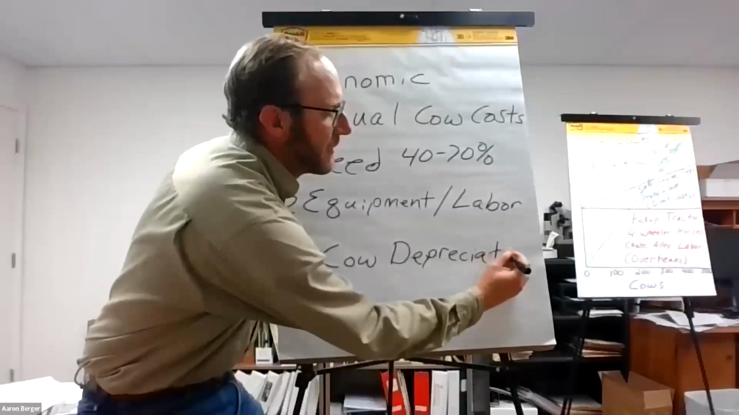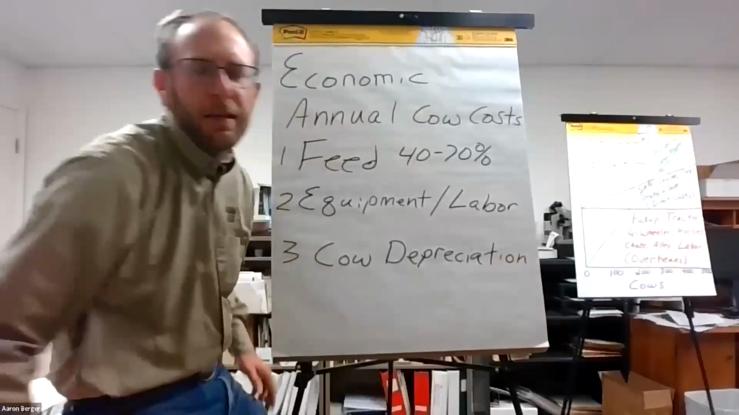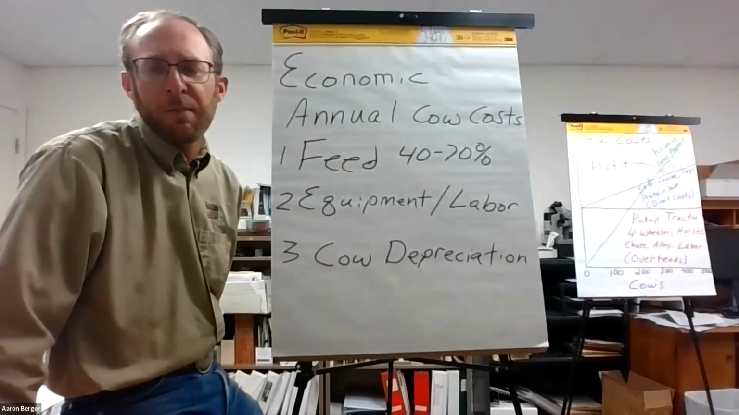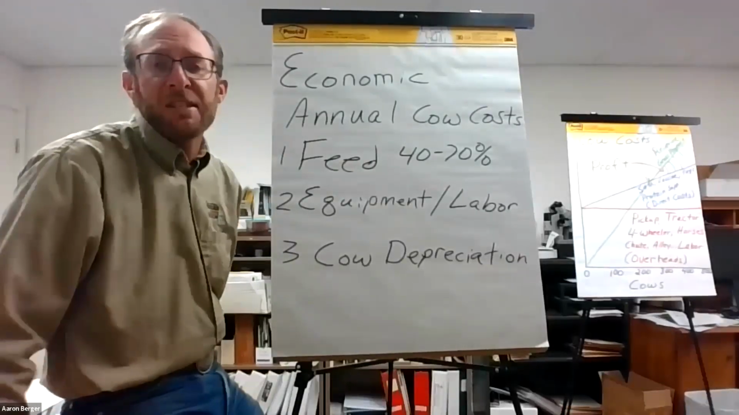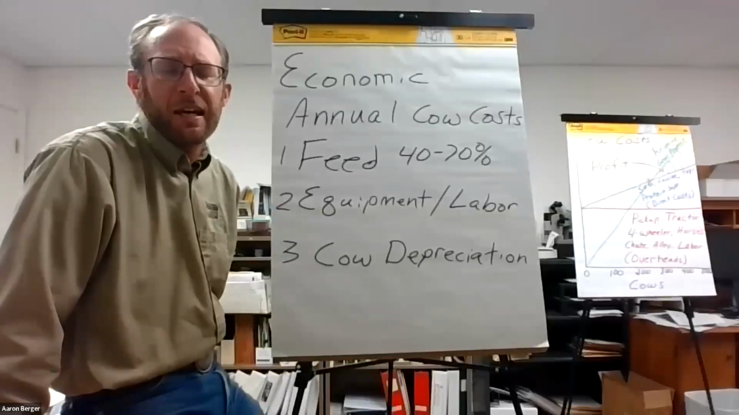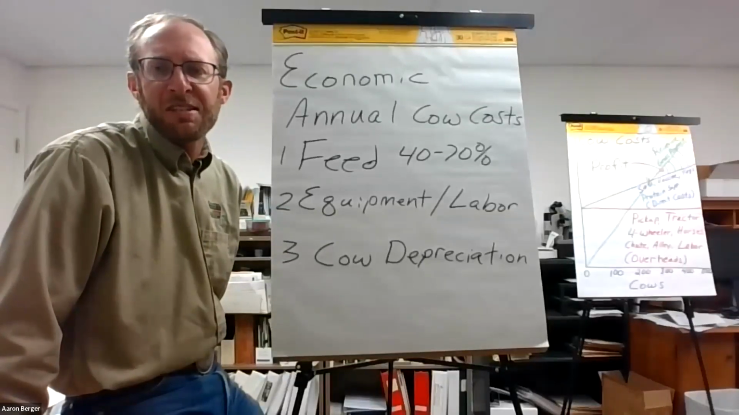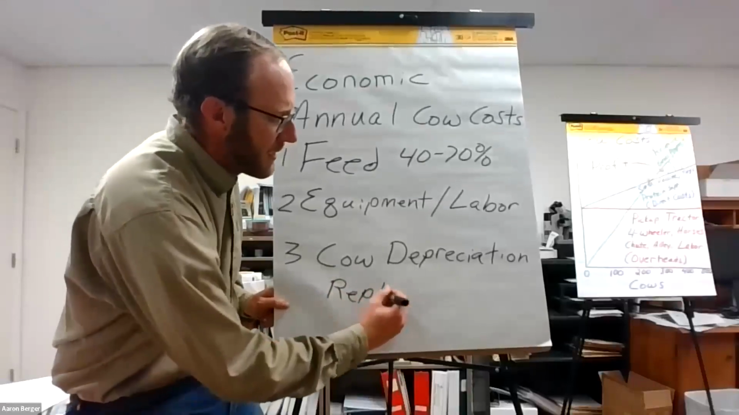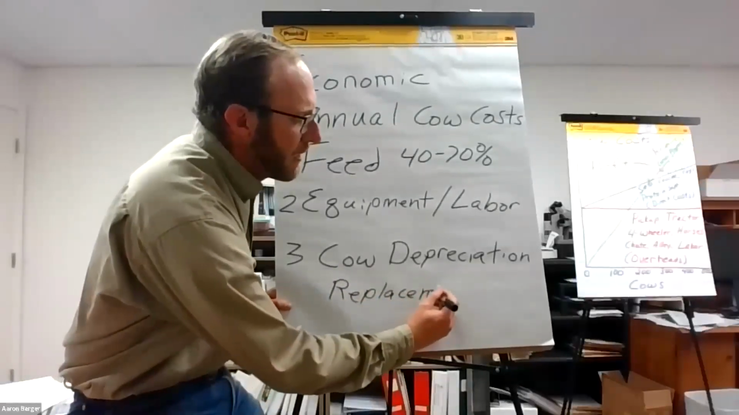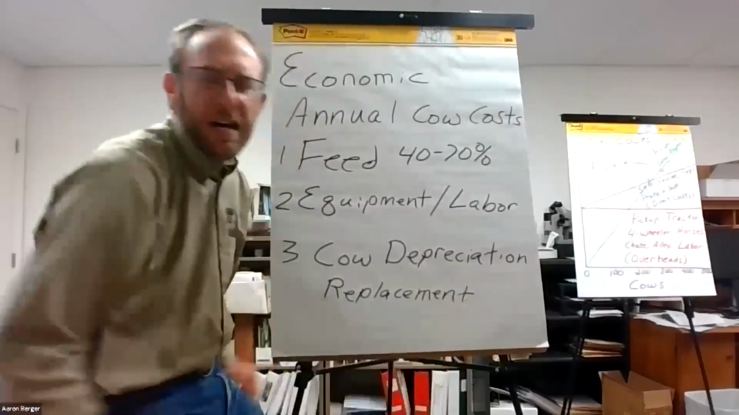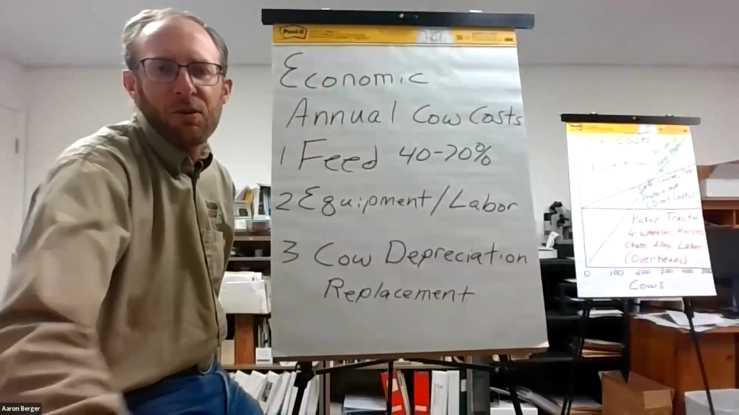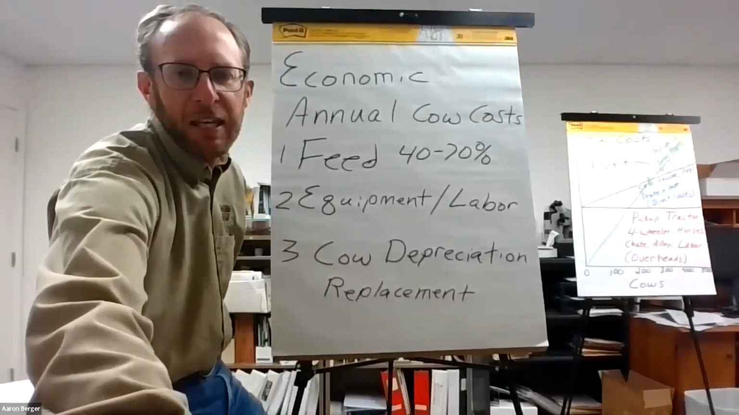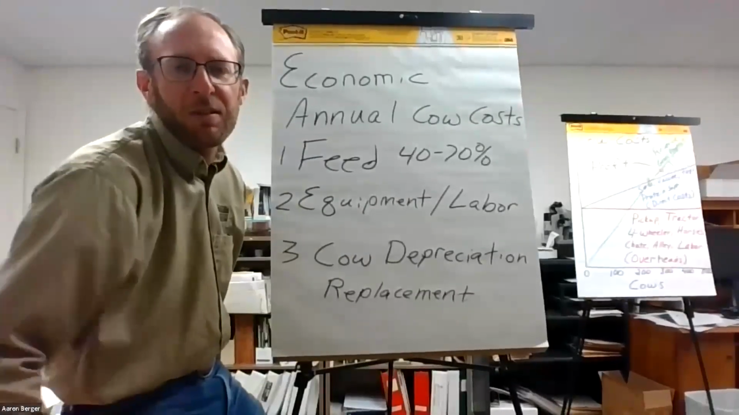Cow depreciation. Yeah, this is a big one. And we don't talk about it very much. At least I don't see it talked about very much in the popular press. Now, I'd say over the last 5-6 years, I see this talked about more, but cow depreciation or replacement cost, that is a big one. And there's some other ones, bull cost, some things like that. Those are bigger ones, but those are the big 3 when I look at annual cow cost. Okay. Those are the big 3.